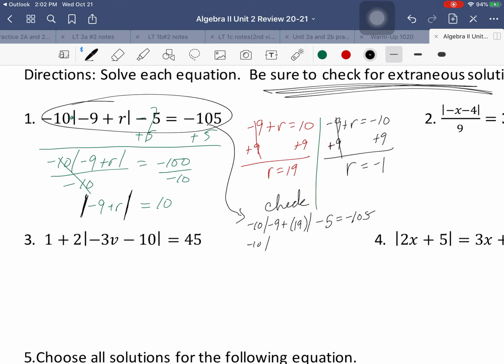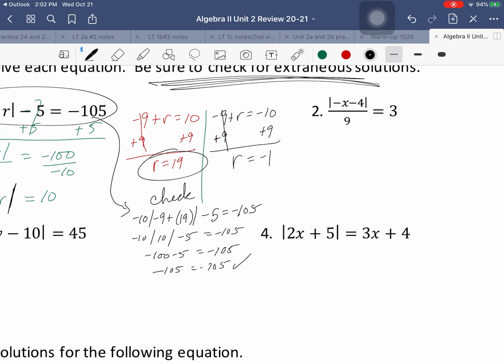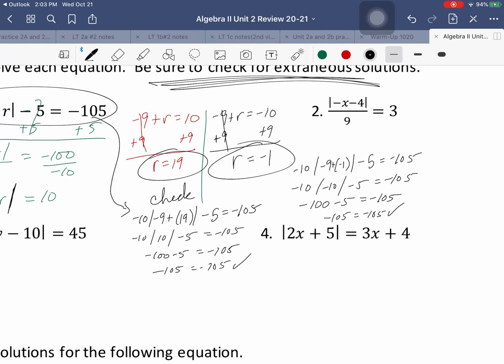So we have negative 10 times 10 minus 5. Right side, that's negative 100 minus 5. That's looking pretty good. Negative 105 equals negative 105. Good, so 19 works. And let's check negative 1. Plus negative 1, sorry about that, minus 5 equals negative 105. Simplifying the left side, the absolute value of negative 10 is 10, times negative 10 is negative 100, minus 5. Oh yeah, looking good here too. Negative 105 equals negative 105. Awesome, that works. So we have two solutions for this problem.